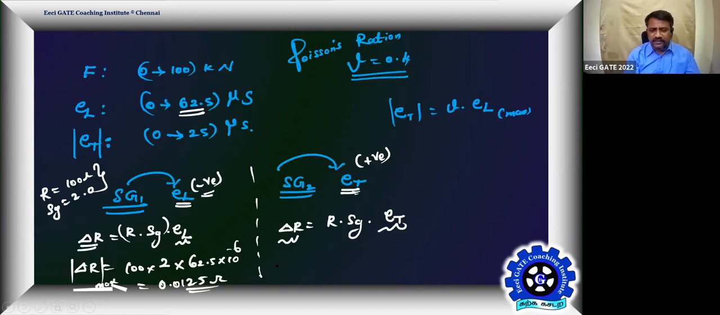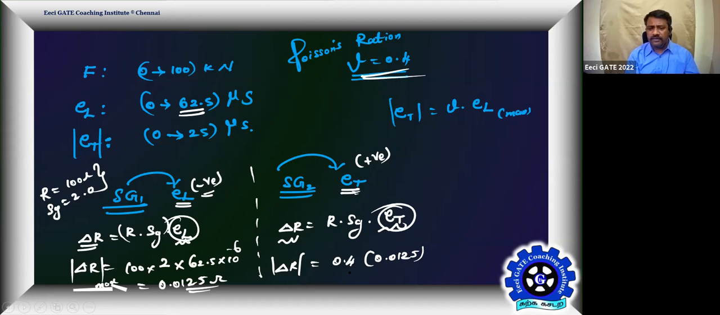So now, okay, so it's proved. What is your delta R then? So delta R magnitude will be 0.4 times 0.0125. Straight away I can say, because ET and EL are differing only by what? The Poisson's ratio, 0.4 times it will be. Correct? 1 minute, stay online.